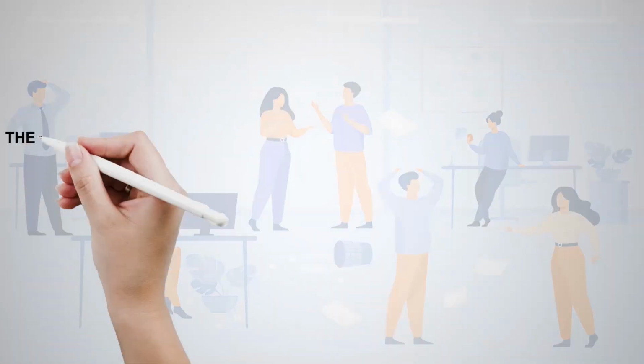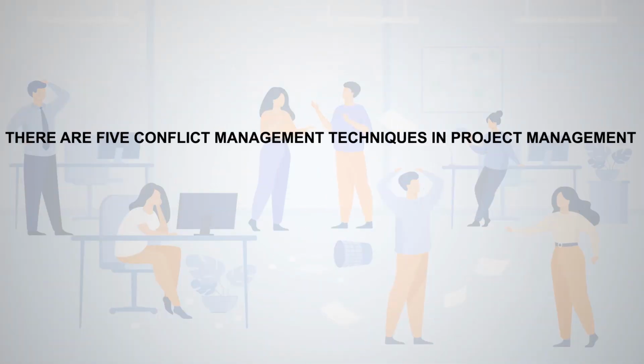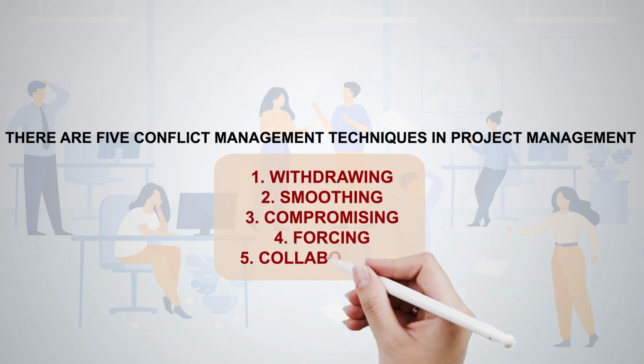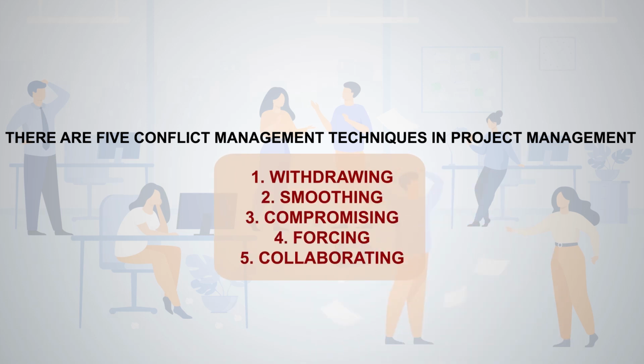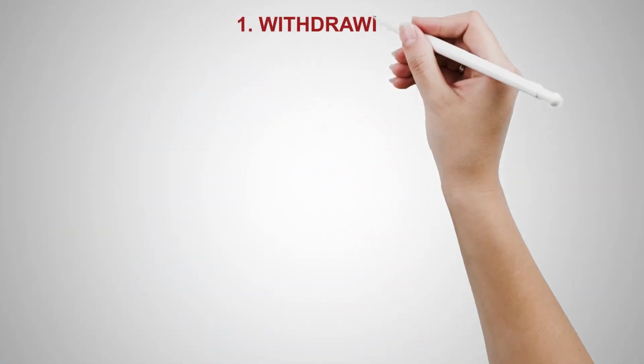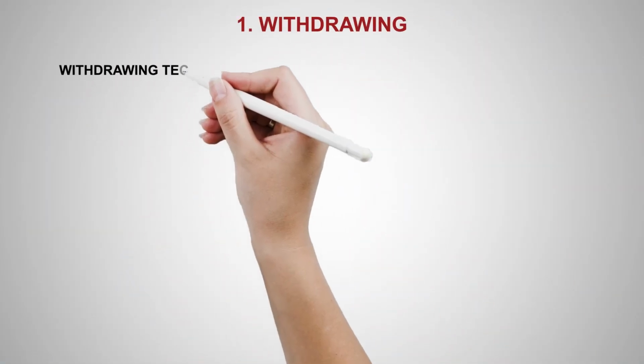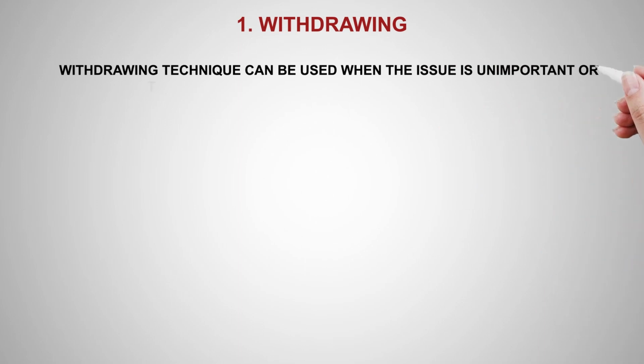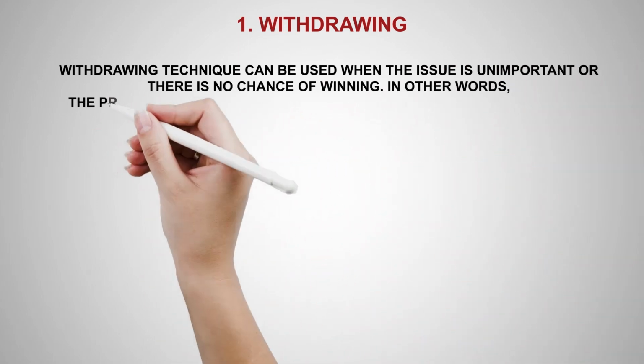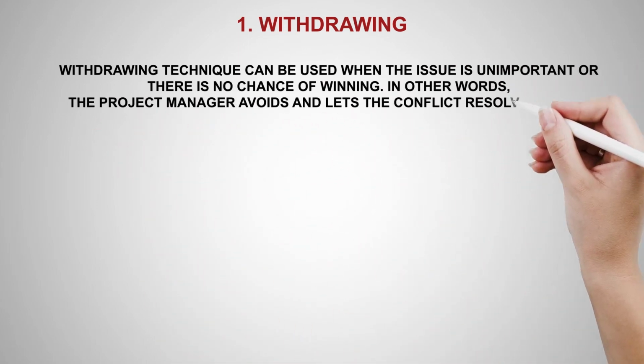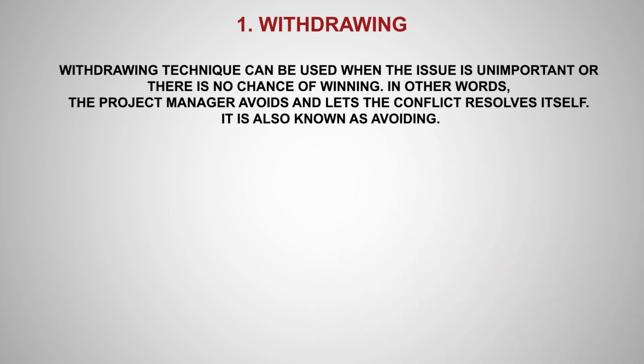There are 5 conflict management techniques in project management. 1. Withdrawing. 2. Smoothing. 3. Compromising. 4. Forcing. 5. Collaborating. 1. Withdrawing. The withdrawing technique can be used when the issue is unimportant or there is no chance of winning. In other words, the project manager avoids and lets the conflict resolve itself.